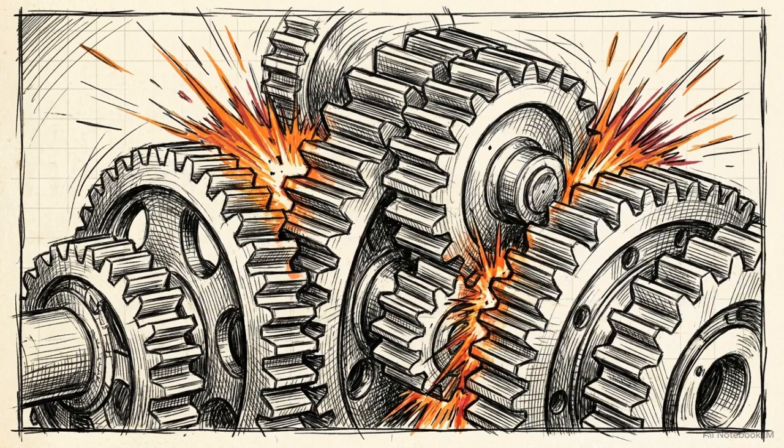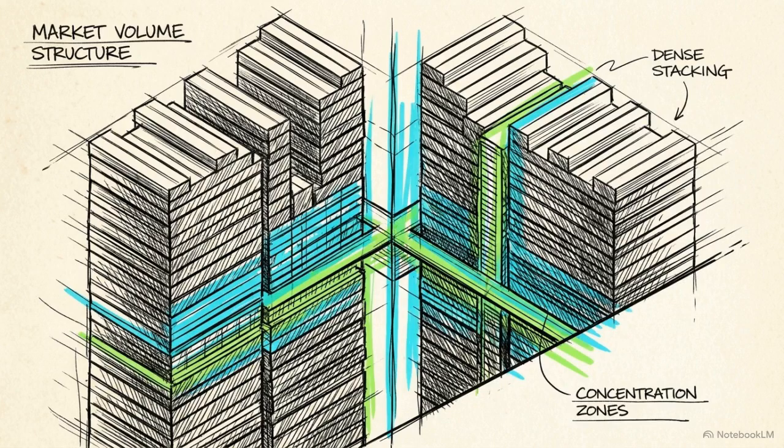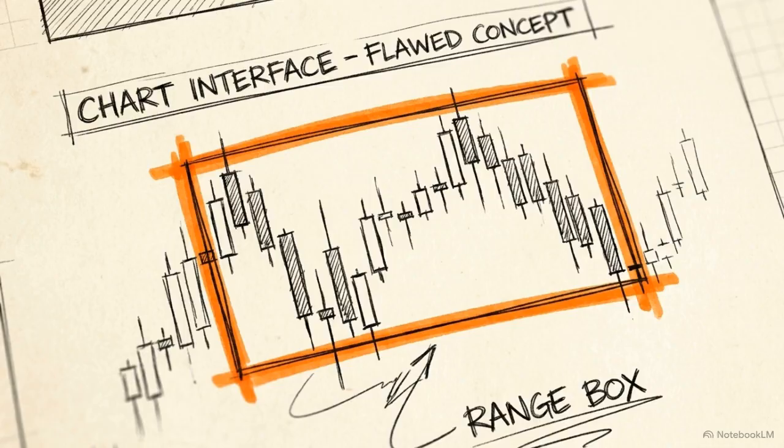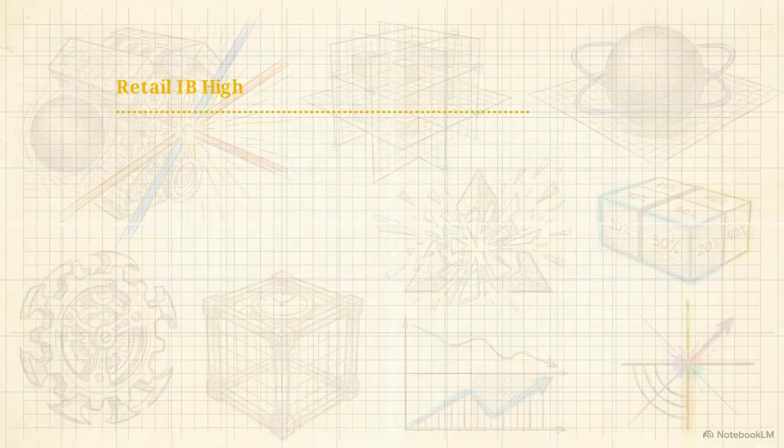You step aside. Moving to the y-axis, we have to address a lethal spatial flaw in standard retail trading. Most platforms draw an initial balance by simply drawing a box around the absolute high and low wicks of the first hour of trading. On this diagram, watch what the high-frequency algorithms do with those wicks.